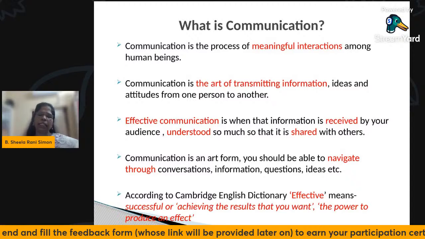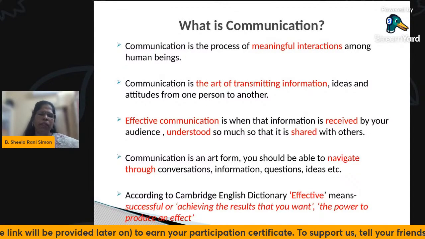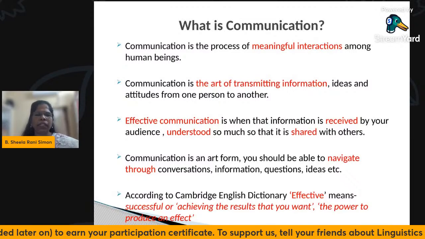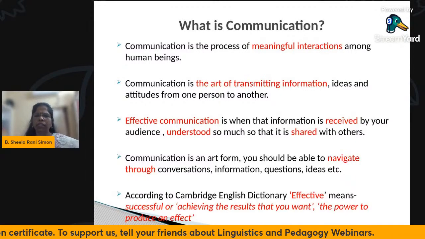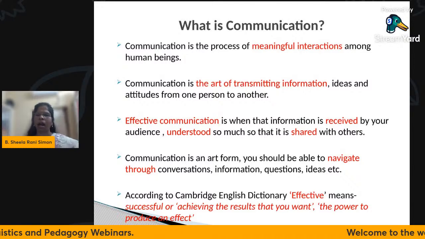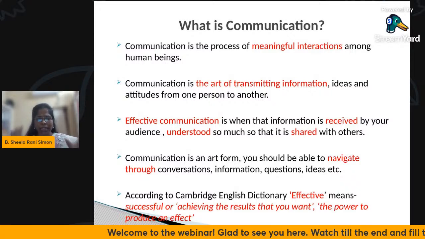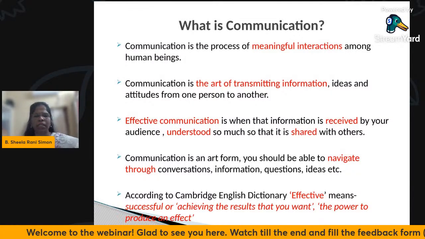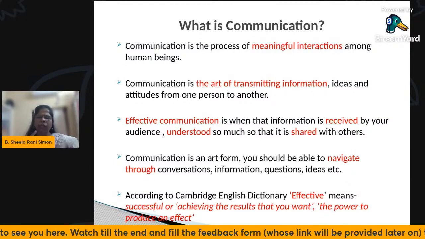If you look at the slide here, you will find that there are certain phrases that I have put in red, in a different color, and again going back to the statement that I'm saying, that communication has to be meaningful, has to be interactive, and is an art of transferring or transmitting information. And that is what we know communication is. But look at effective communication. Now that changes, that very word effective.